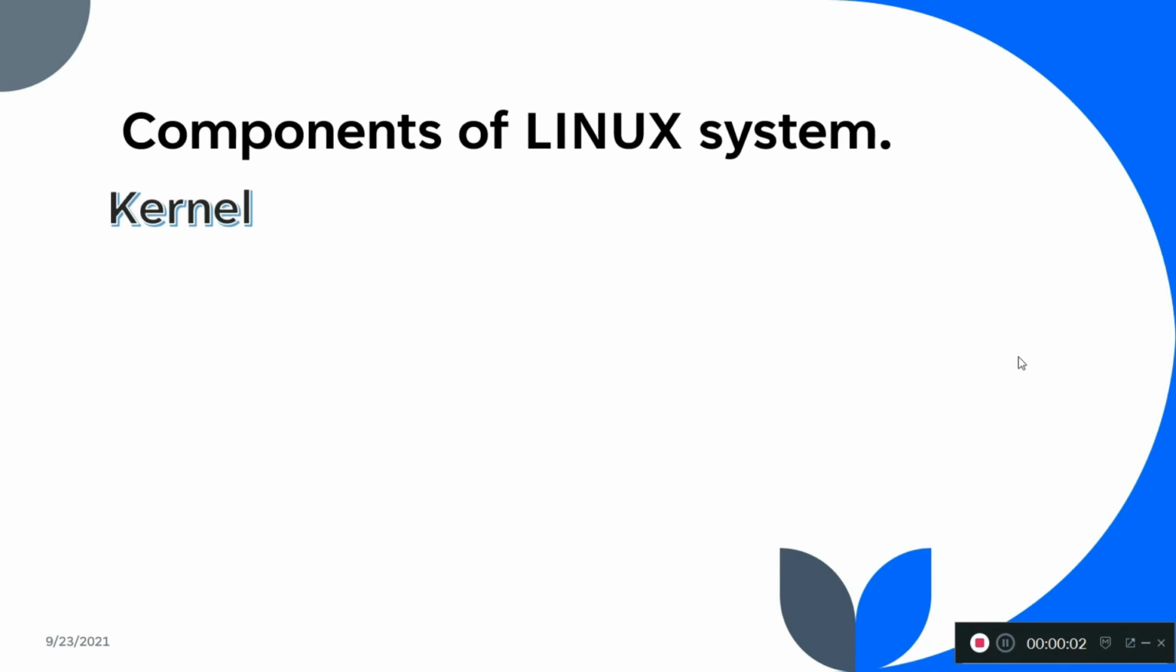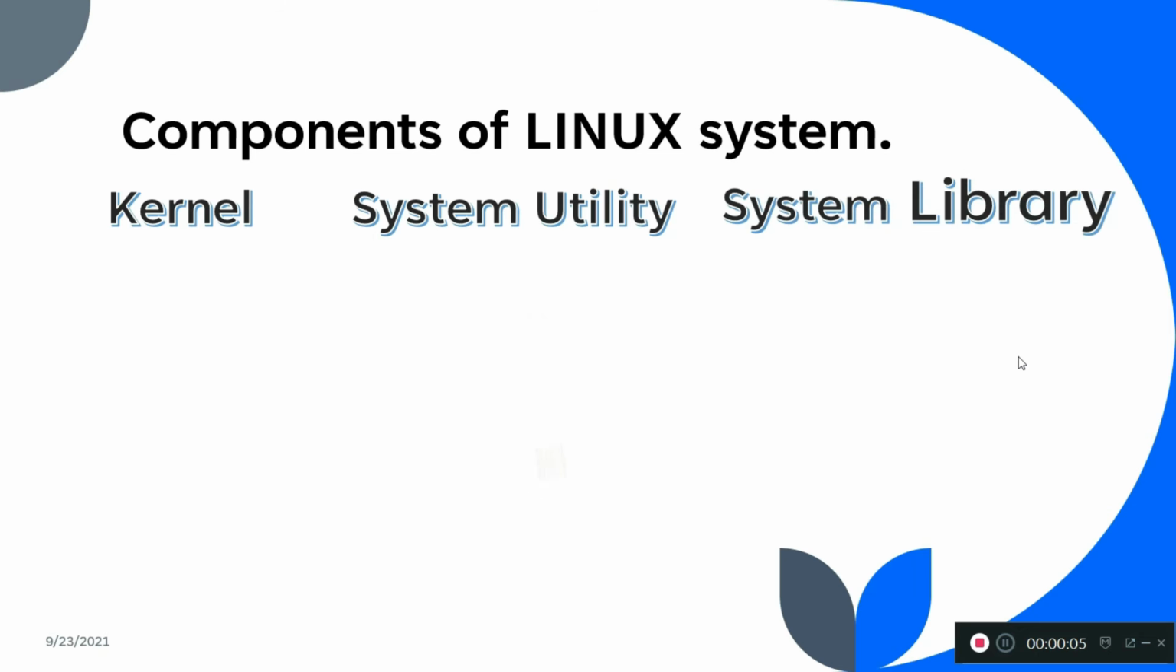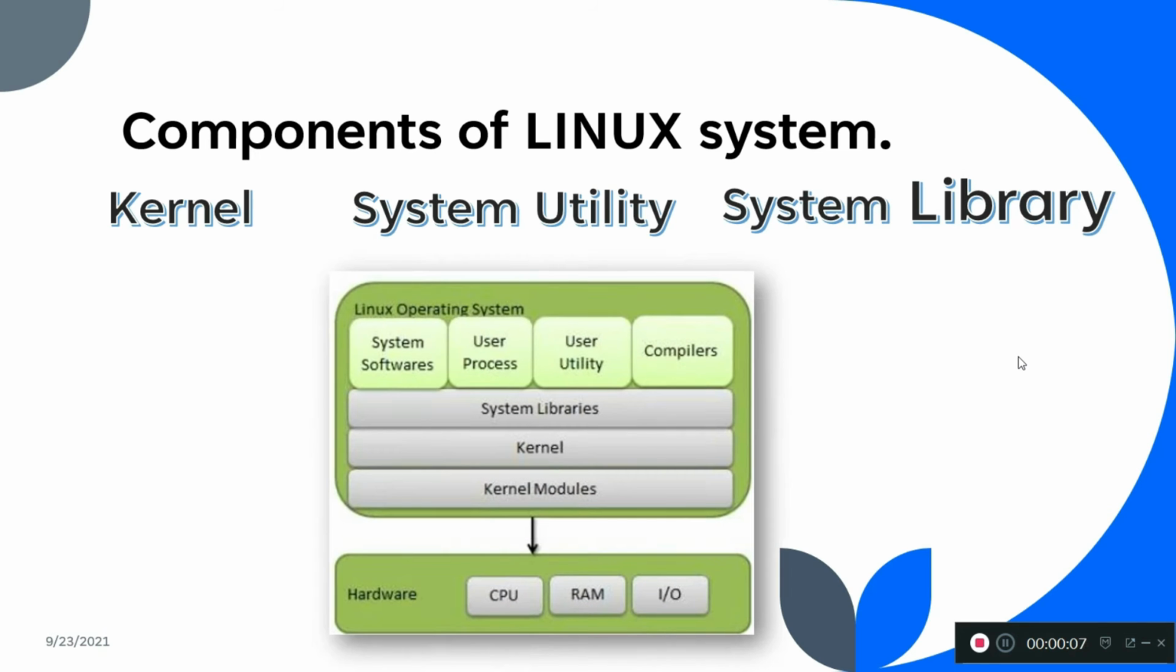Components of the Linux system: you have the kernel, system utilities and system libraries. The Linux operating system has primarily those three components. The kernel is the core part of Linux and it's responsible for all major activities of this operating system. It consists of various modules and it interacts directly with the underlying hardware. The kernel provides the required abstraction to hide low-level hardware details from system or application programs.